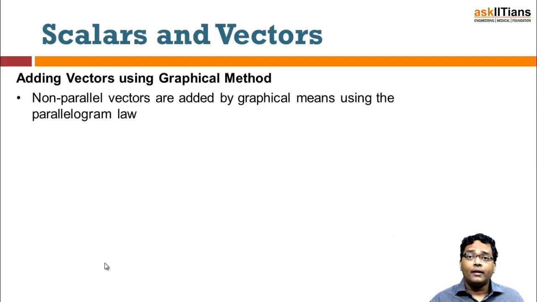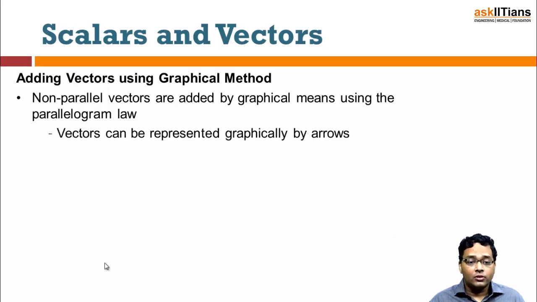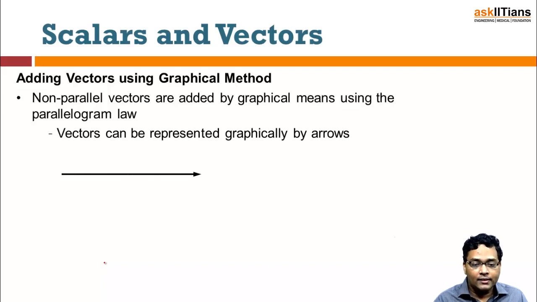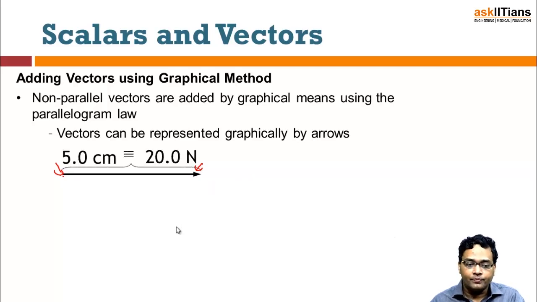Now if you have to add up vectors which are not along the same direction, this is what is known as the parallelogram law. So vectors are always represented by arrows. What do those arrows represent? You can see the tip of the arrow and the tail of the arrow. The tip represents the direction in which it is moving. It starts from the tail and goes up to the tip. So this tells you the direction in which that particular quantity is being measured.